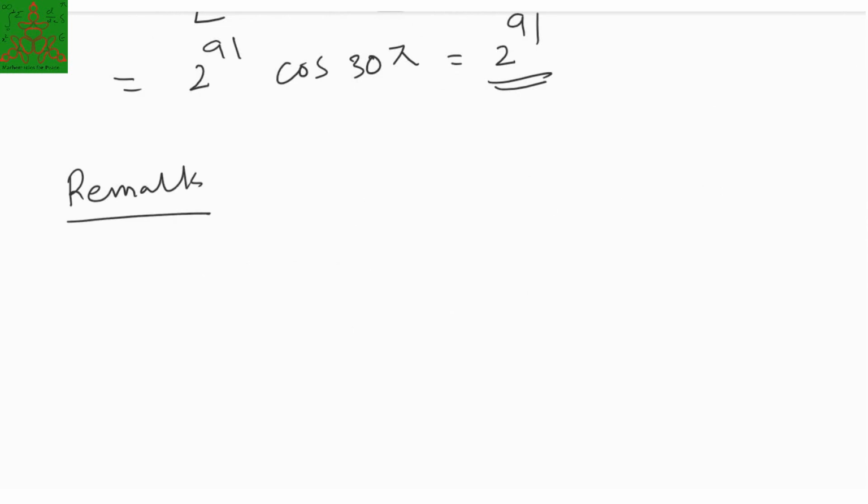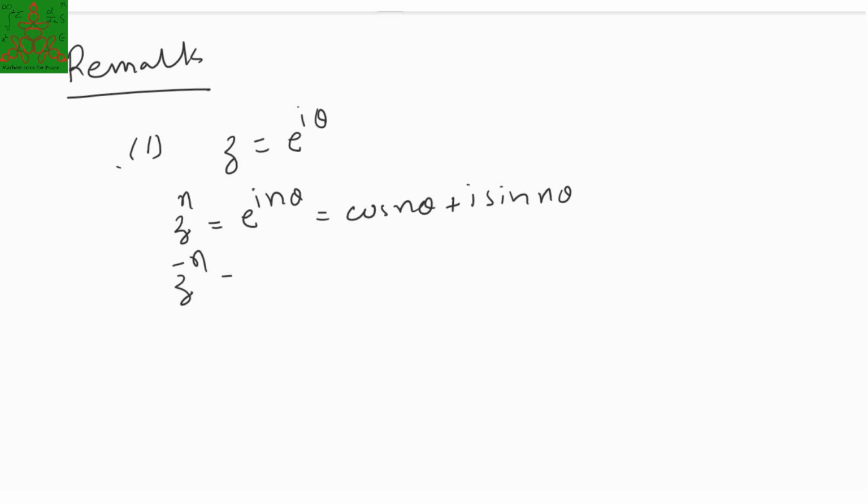So we'll have one remark here. First, if I take z is equal to e raised to i theta, then z to the power n I can write as e raised to i n theta, so that is cos n theta plus i sin n theta, and z raised to minus n will give you cos n theta minus i sin n theta, because this power minus 1 will give you minus 1 inside, and cos of minus n theta will be cos n theta, and sin of minus n theta is minus sin n theta.